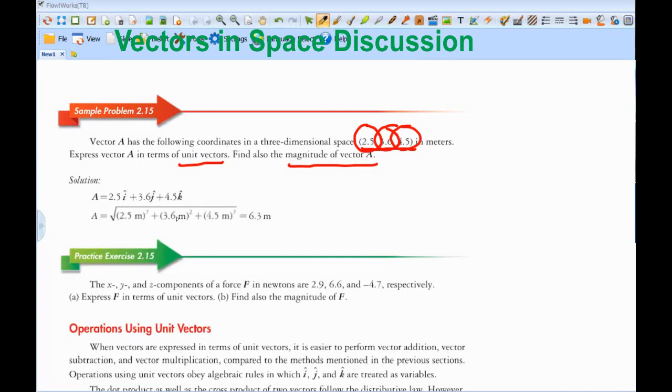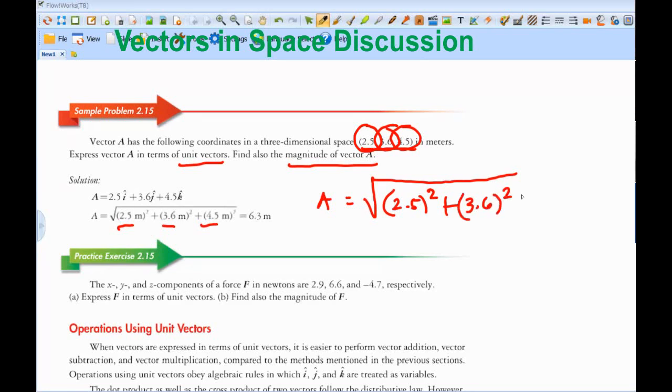Then after that, we will get the square root of the sum of the squares of each: 2.5 squared plus 3.6 squared plus 4.5 squared. So what's the value? Try to get the value in the calculator. 6.3. Okay, meters. When the units are meters, in unit vectors, you put the i, j, and k.